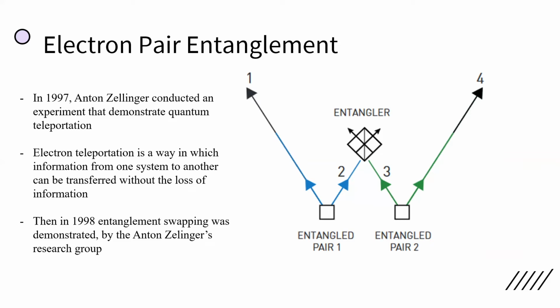Then in 1998, entanglement swapping was demonstrated by the Anton Zeilinger research group, in which two pairs of entangled particles were used, where one of the particles from each pair came into contact and became entangled. Each pair becomes entangled even if the pair never came in direct contact, as seen in the illustration.